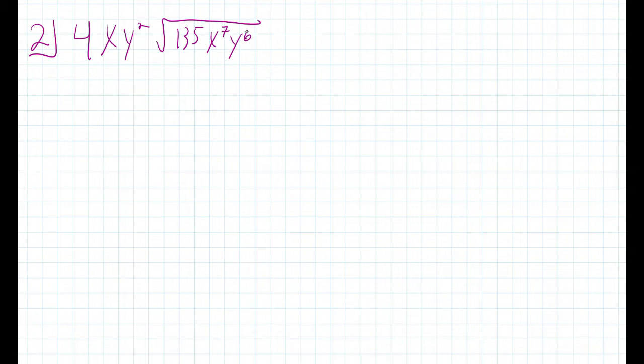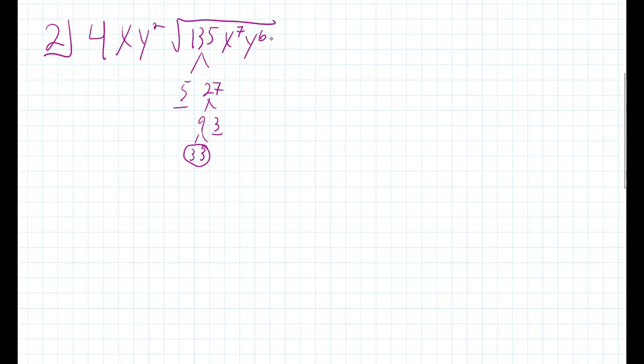Number 2, we had 4 times x times y squared times the square root of 135 x to the 7th, y to the 6th. 135, well, that breaks down into 5 times 27. 27 becomes 9 times 3. 9 becomes 3 times 3. So I have a pair of 3's there, but a 3 and a 5 that don't have a partner. So the 3 times 5 are going to get multiplied underneath my square root.